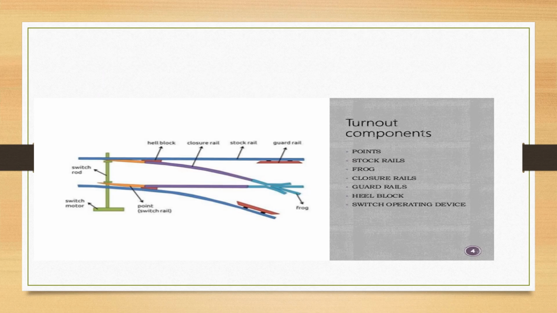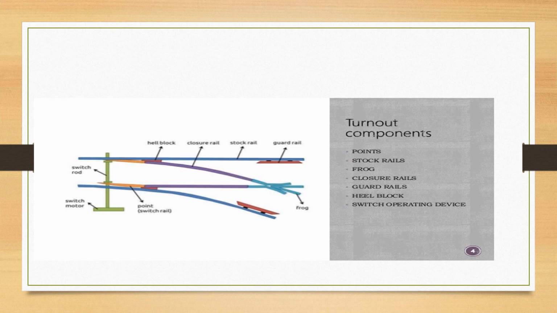Turnout components. A. Stock rails. These stock rails, along with their respective tongue rails, form a pair of switches or points. The function of the stock rail is to ensure smooth working of the tongue rails.